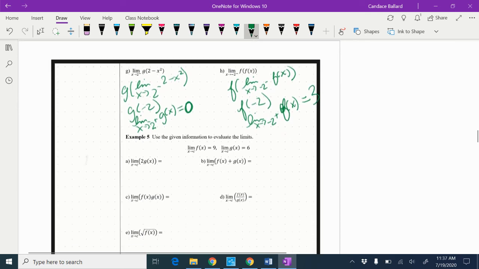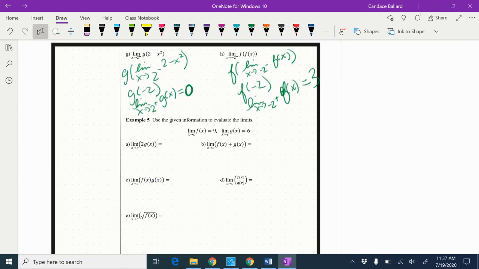Okay. We're going to switch gears just a little bit. Now we're not working with graphs. We're strictly working with the properties. So this is saying I'm going to take 2 and multiply it by g. So my g value is 6. So I'm going to take 2 times 6, which equals 12. This says I'm going to add the two limits together. So I'd simply add. This is super easy compared to what we were just doing.